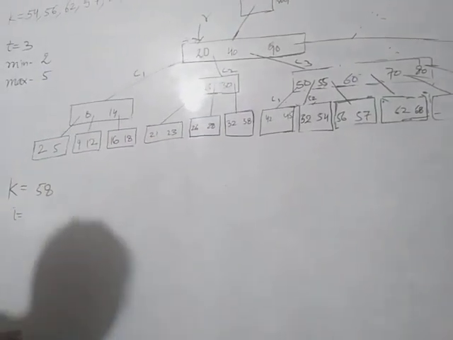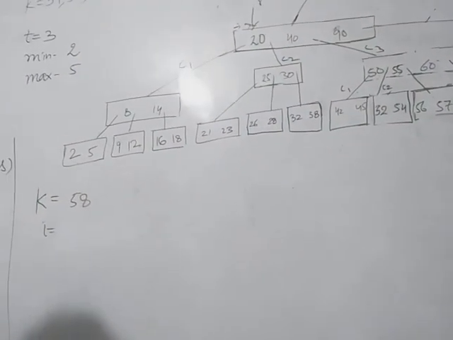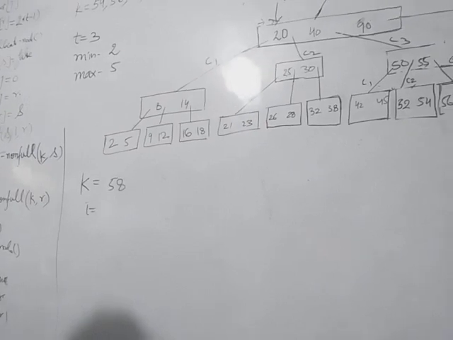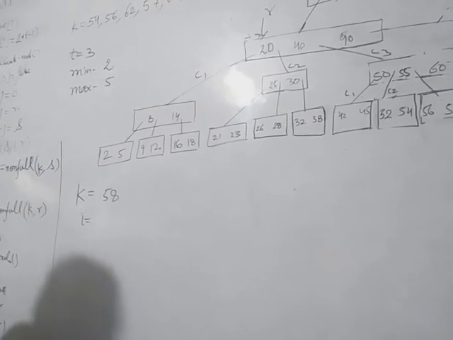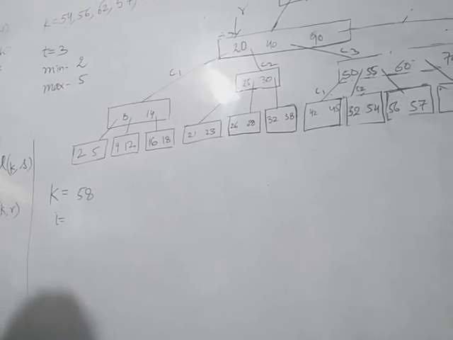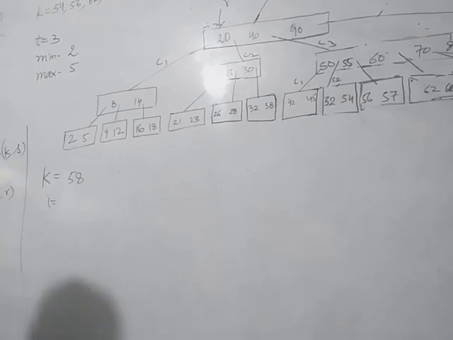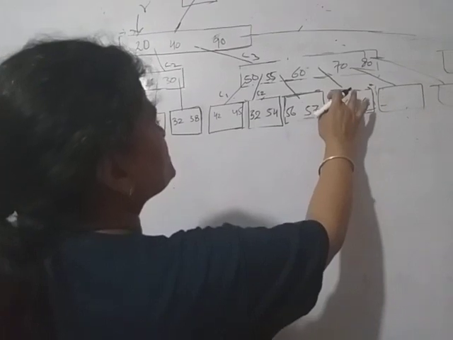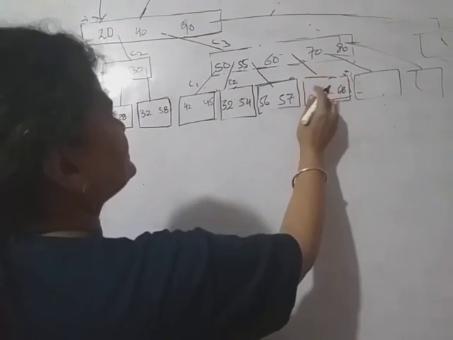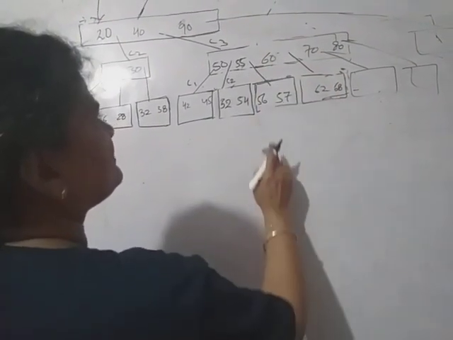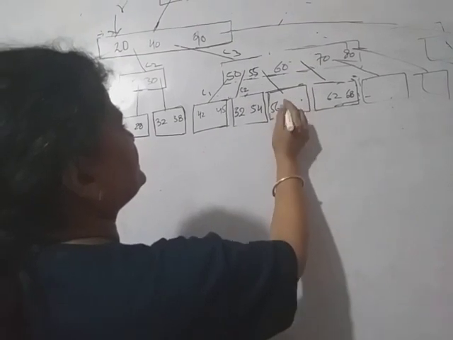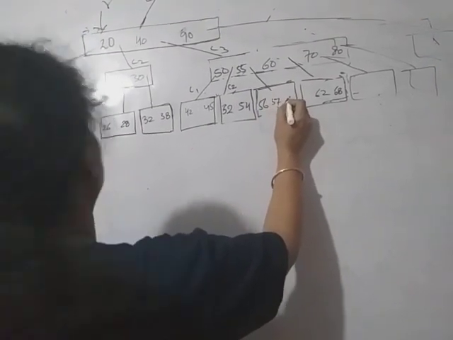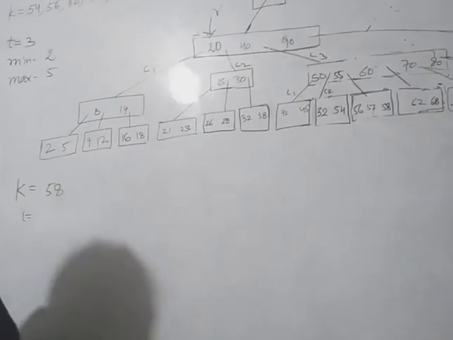Now see, next key, suppose I want to insert 58. So here 58 is inserted. Now after splitting, 58 is inserted here. So 57 and 58 should be inserted in this node. Okay, 57 and 58.